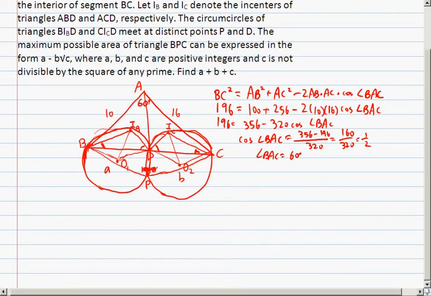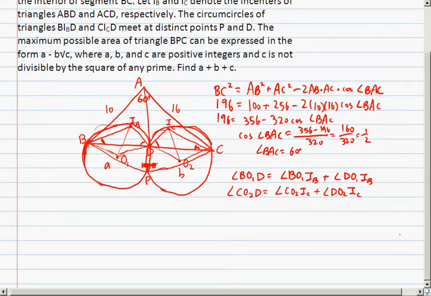Now, the next thing we notice about the angles in this figure is that angle BO1D is equal to the sum of angle BO1IB and DO1IB, just by looking at this figure. Similarly, angle CO2D is equal to the sum of angle CO2IC plus DO2IC.